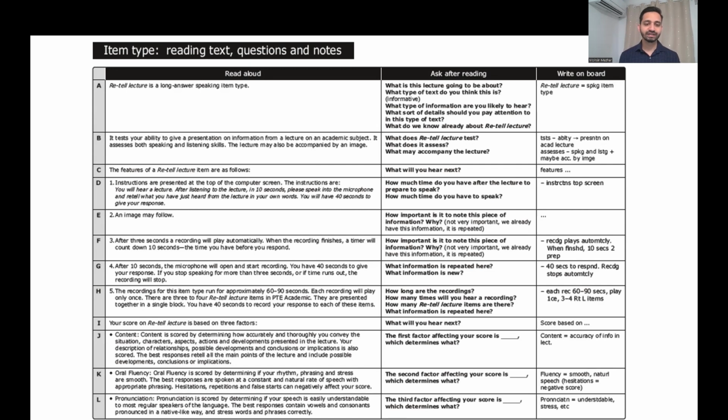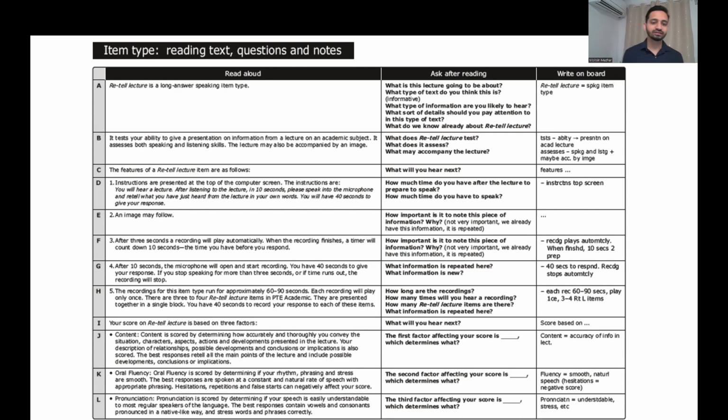Your score on Retell lecture is based on 3 factors. What will you hear next? The score is based on, and now we're going to look at, 3 factors. So this is what you want to write down: content, fluency, pronunciation. Let's read it out. Content.